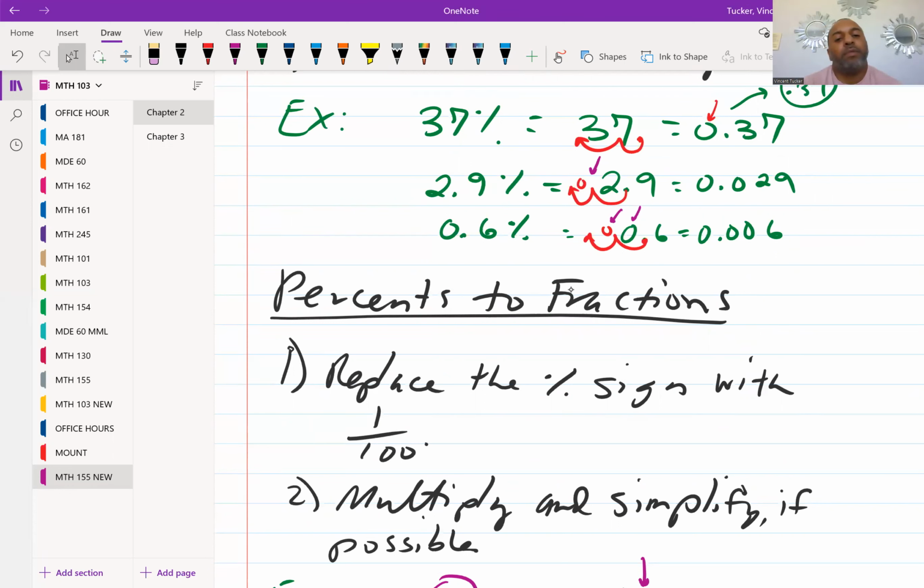Next one, percents to fractions. We're going to replace the percent sign with 1/100. Remember what I mentioned in the beginning, the percent sign is one of the ways of representing 1/100. And then we're going to multiply and simplify if possible.